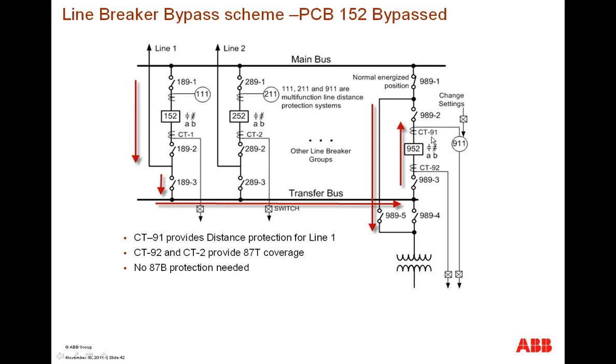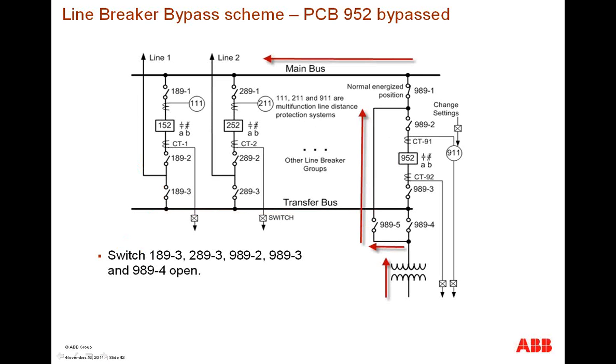Now your CT91, shown above PCB 952, will provide your distance protection for your line 1. Your CT92 and CT2 provide your transformer differential coverage. Here there is no bus coverage needed. Your circuit breaker 252 will be similarly bypassed.